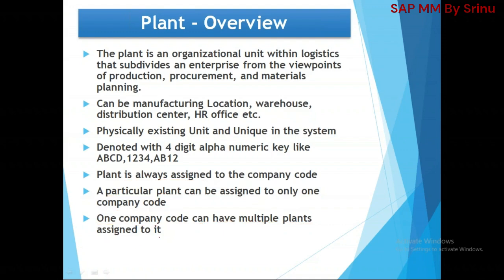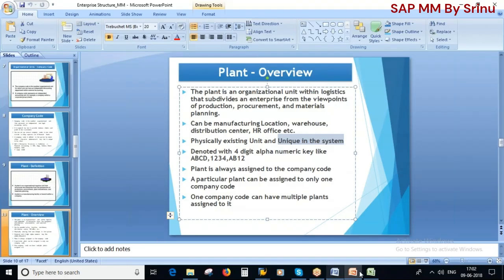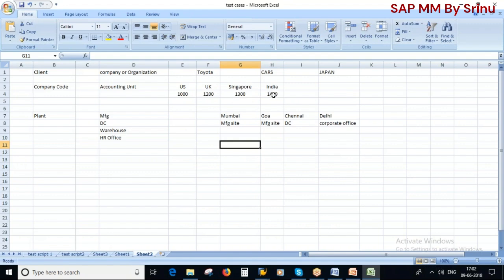That means if you see it here, India is the company code. Under the India company code, you can have multiple plants. Let's say this plant is 1411, this one 1412, this plant Chennai 1413, and Delhi 1414. So it is 4 digits. Further, they will also create the names for the branches. Correct, I'll show you this in the system.